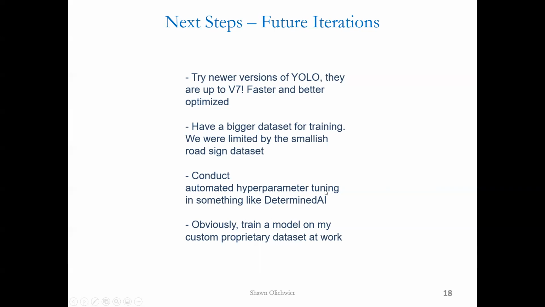Automated hyperparameter tuning would be nice, to run this initial model through something like Determined AI. So we can see: are we using enough epochs, too many epochs? Do we need to change the number of bounding boxes? In the example we looked at earlier, it was an 8x8, but maybe making that smaller on our training data set might help capture some of those smaller objects.